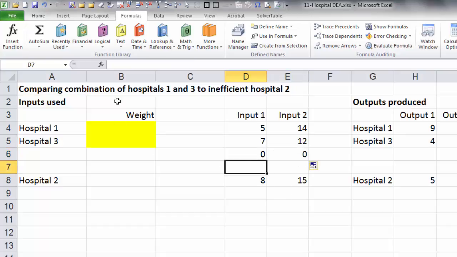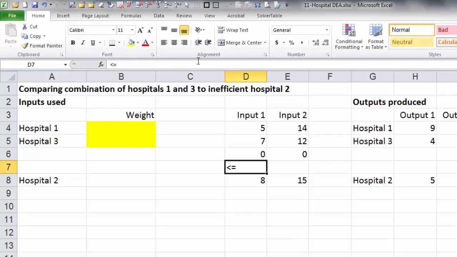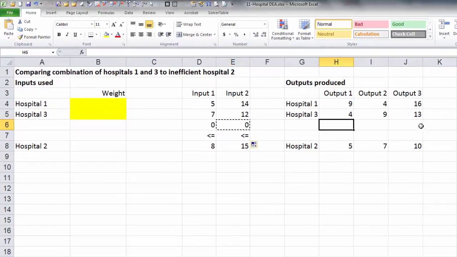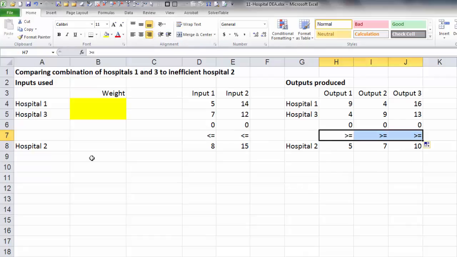Now we want to see whether there is any weight possible that uses less input than hospital 2 is actually using right now. And you copy this for the output, and here we want to achieve for that same weight at least as many outputs as hospital 2. So is there a weight combination in which we use less than or equal to the input hospital 2 is currently using and produce greater than or equal to the output that hospital 2 is currently producing?